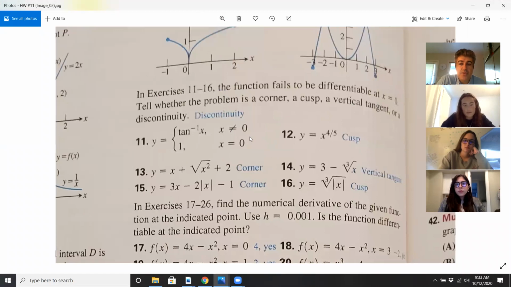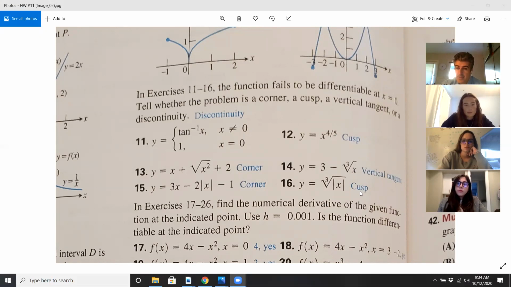For 11 through 16, I just said use Desmos. You could do a piecewise function. If you just do a quick Google search, it shows you how to do it. I always forget how to do it, so I always have to do a Google search. But you will see that there's a discontinuity for sure. And in 12, you'll see a cusp if you were to graph that in Desmos. If you did the other ones, these two would be corners, and this would be a vertical tangent. That'd be a cusp. I just want you to graph and state. That's all. Any question about 11 through 16?